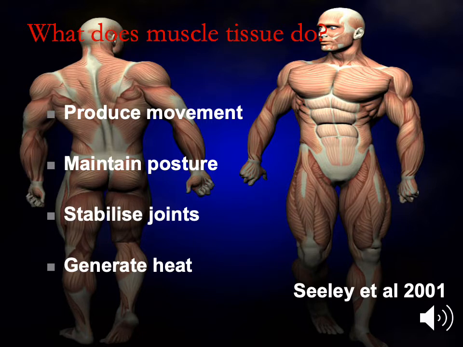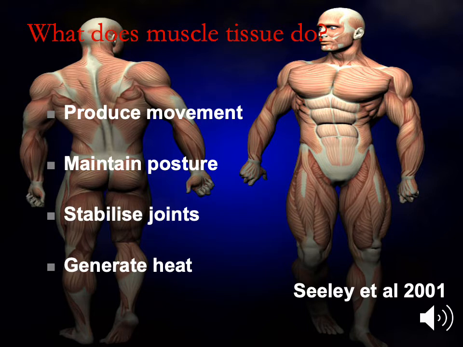The final major function of the muscles is to generate heat. As muscle tissue contracts, it produces heat as a byproduct. To a certain extent, this is very useful. The heat that is released by the muscle can be used to maintain our normal body temperature. Body temperature sits in a very small range. We tend to be around about 37 degrees, and a very small shift either way can be quite catastrophic to the human body.